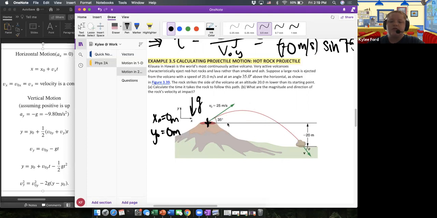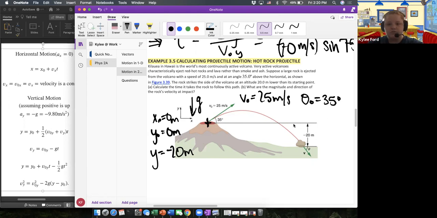let's see, what do we know here? Sorry, I've got to think about this for a second. Oh yeah, at our end here, my y is negative 20 meters, not degrees, meters. Our v naught is 25 meters per second, and that will have an x and a y component. We have some theta naught as 35 degrees. Okay, what else do we know? We don't know our distance here.